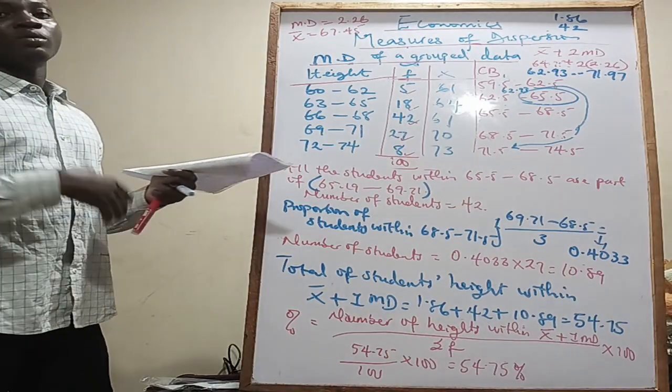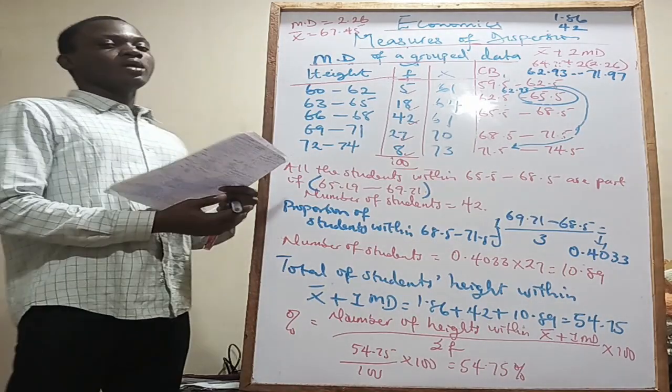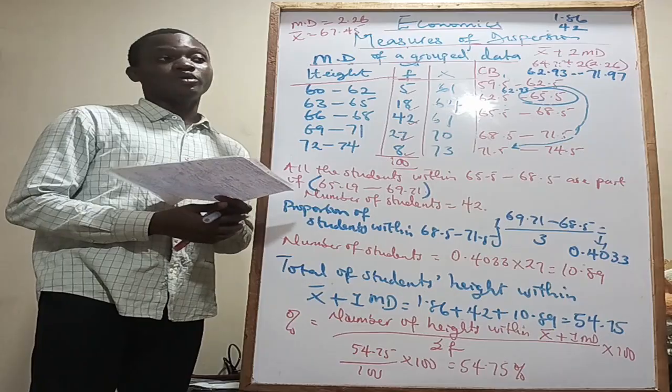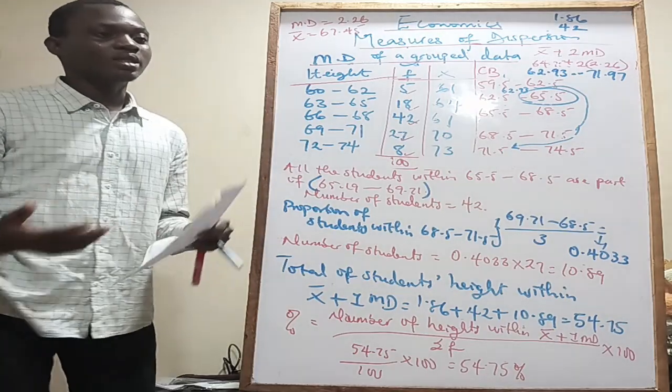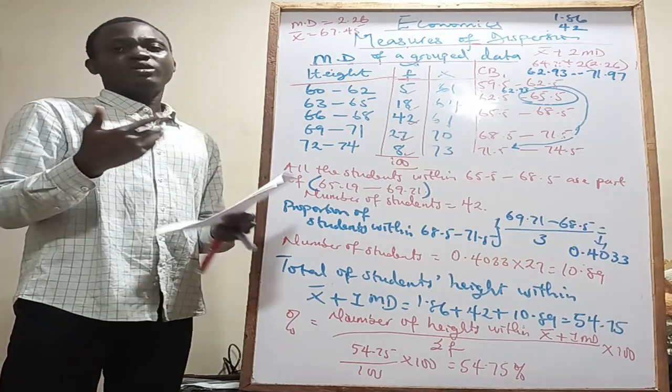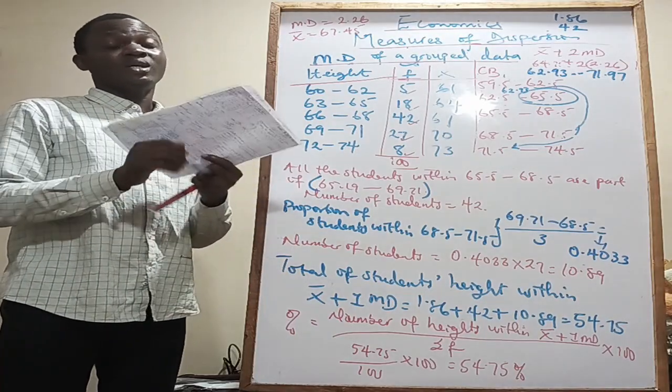You do the same thing for the mean plus or minus 3 mean deviations, and then you get your answer. It will not be very simple at the beginning, but when you take your time, it's a very easy thing to understand.